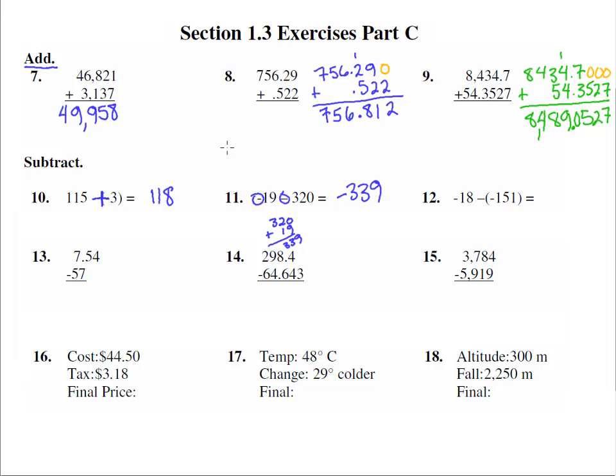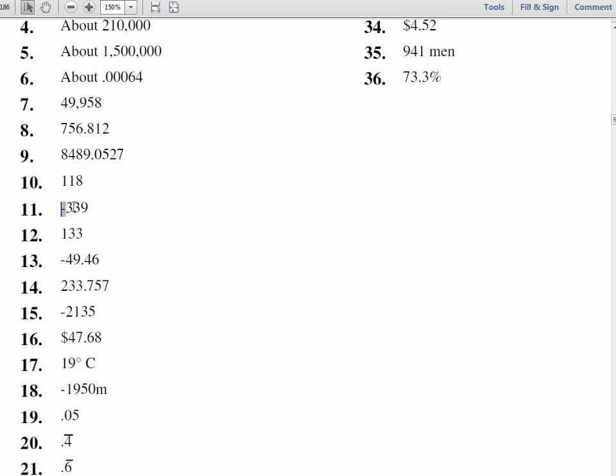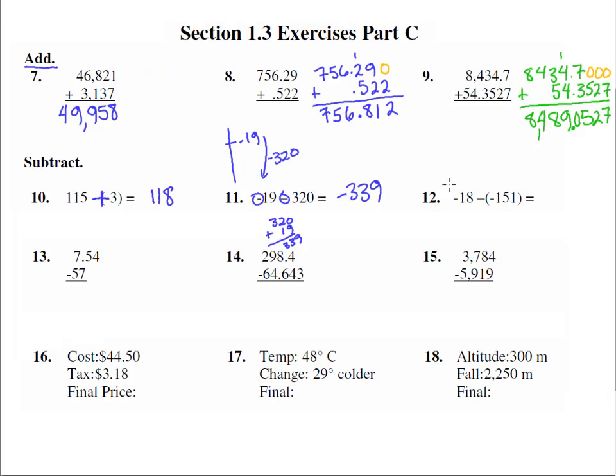To illustrate that with a little bit of a temperature gauge here, if we're here at negative 19 degrees, we're going down further 320. That's where we get even further down into the negative than either of those. Let's double check that answer. Negative 339, that is correct. Number 12, here we have negative 18, subtract a negative 151.